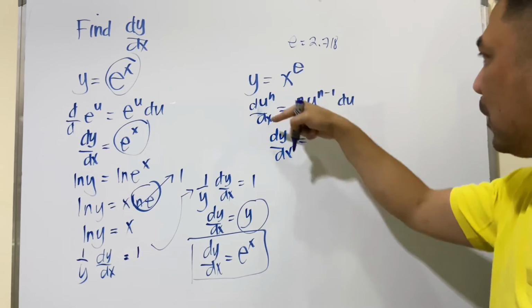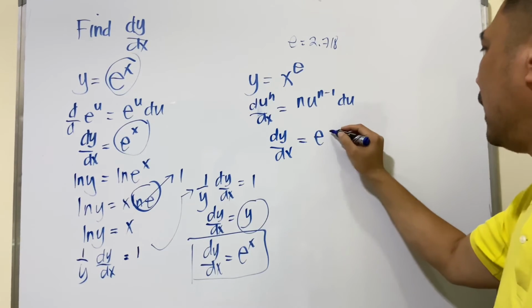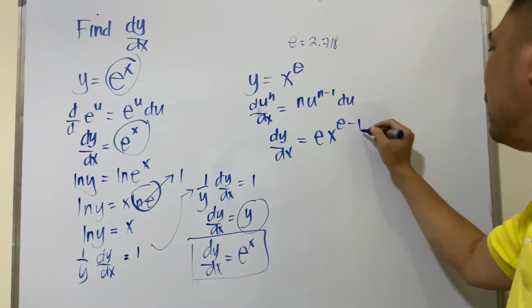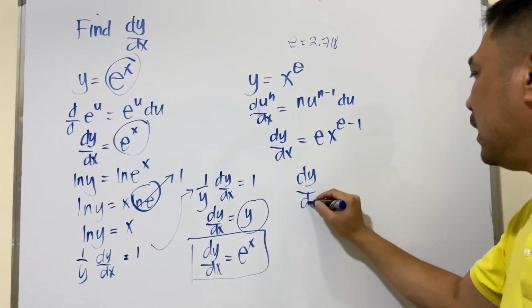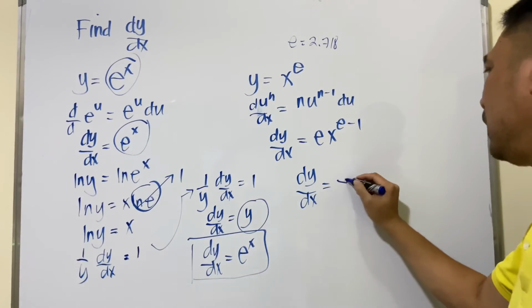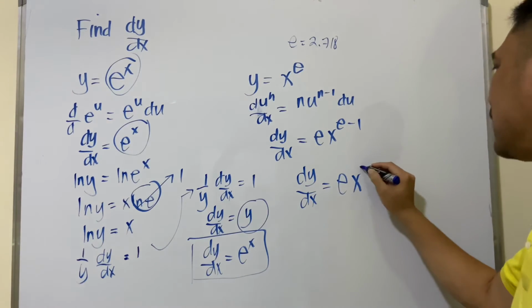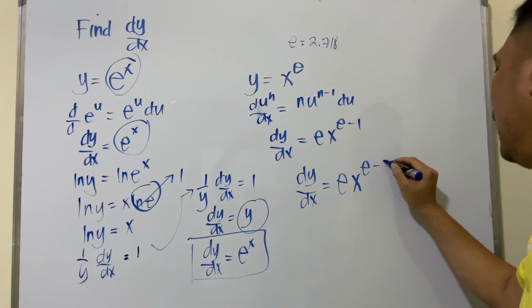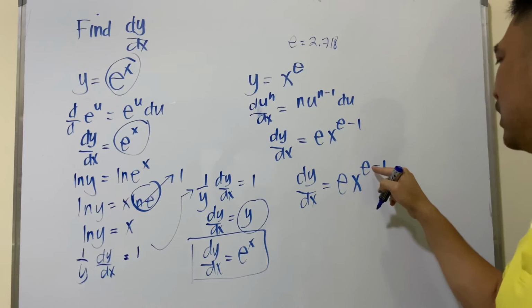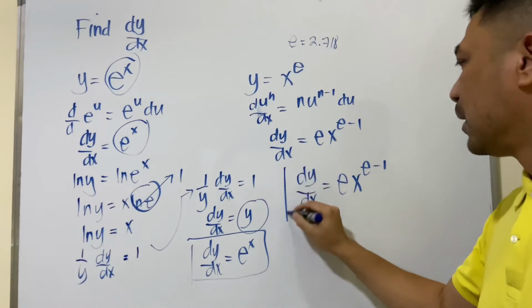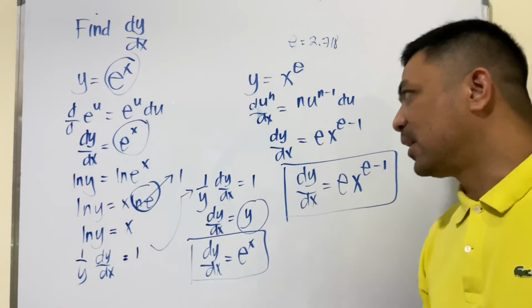So you can apply the power rule: e times x raised to e minus 1. Therefore, our final answer is dy over dx is equal to e times x raised to e minus 1. So this is the answer here.